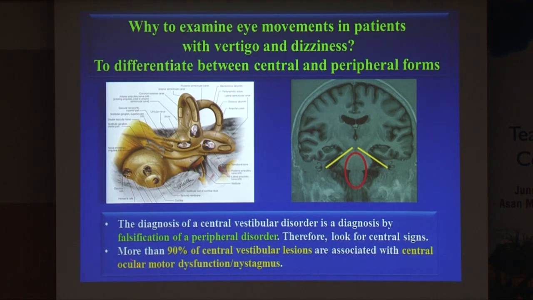The other thing is, more than 90% of patients with central vestibular lesions do have central ocular motor dysfunction or specific nystagmus, like a downbeat nystagmus. And third, when it comes to central vertigo, keep in mind the key structures are the brainstem, the cerebellum, and connecting pathways. Although we have a central vestibular cortex, this is analogous to the central ocular motor cortex, clinically not really relevant.